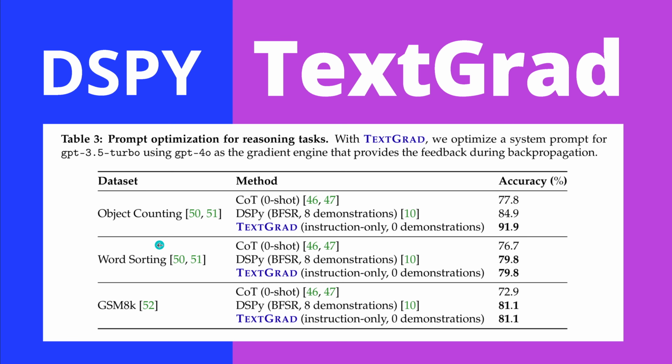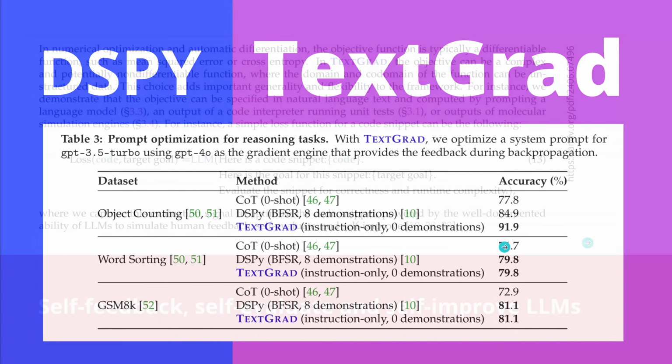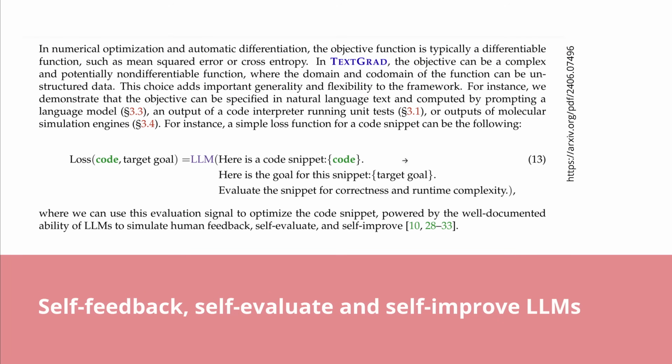Now, word sorting, we do the same, chain of thought, 0 shot, 76. DSPy with 8 demonstrations, 79.8. And TextGrad with 0 demonstrations, identical to DSPy with 8 demonstrations. And the same is true for a different dataset. So you see, even without any demonstration, TextGrad at least achieves the same performance as DSPy, but with 0 demonstrations, which is really nice. From the original literature, let me show you this.